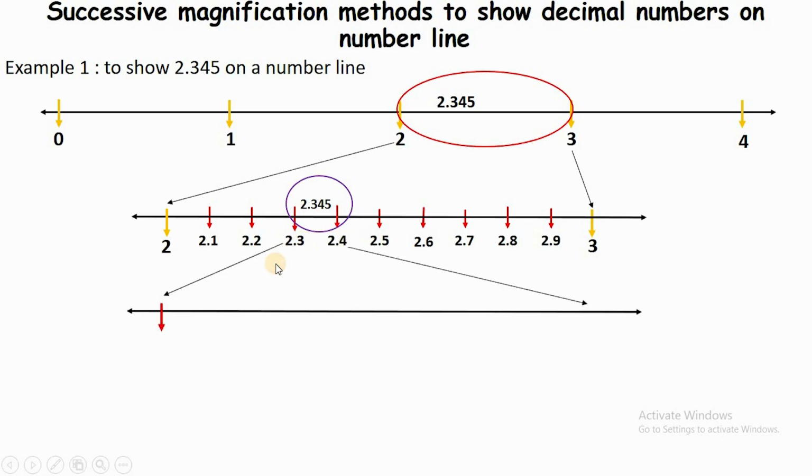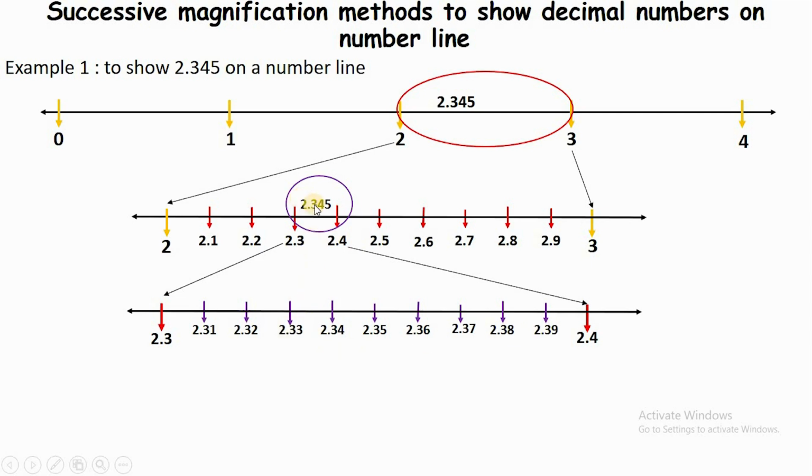We'll take the number line and at the two extremes we will write 2.3 and 2.4. Now here again we are going to divide this line in 10 equal parts. So the first one represents 2.31, and then we have 2.32, 2.33, 2.34, 2.35, 2.36, 2.37, 2.38 and 2.39.